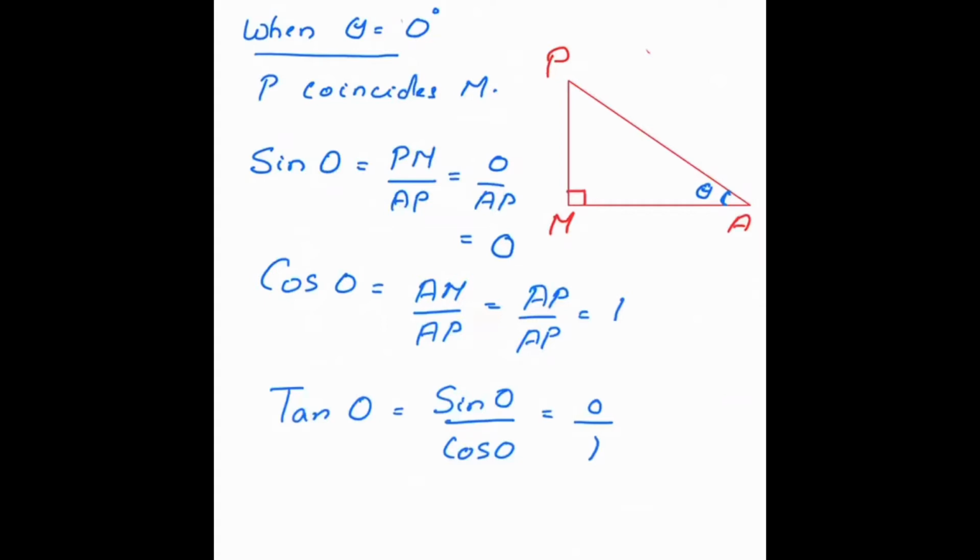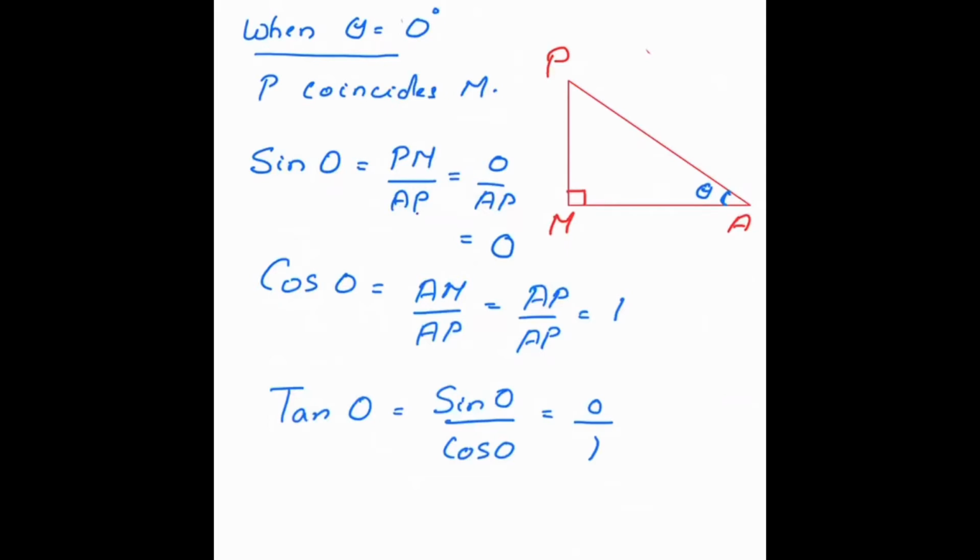First, when theta is equal to 0. When theta is equal to 0, this P will come and coincide with M. So AP and AM will be the same line. Then only theta will become 0. So sine 0 will be equal to, sine is opposite by hypotenuse, PM by AP. Now there will be no height, because AP is coinciding with AM. So PM will become 0. So 0 by AP. So sine 0 is 0.